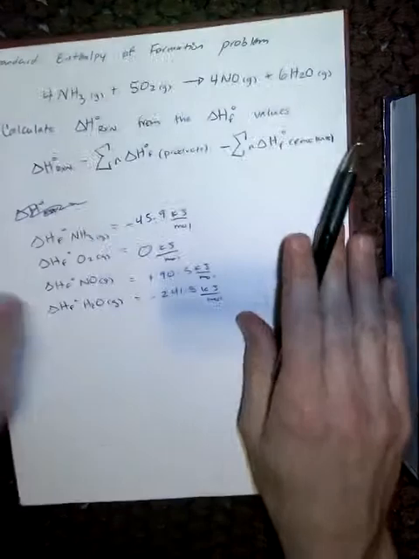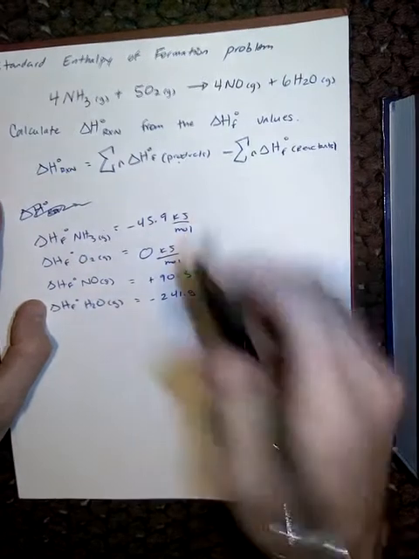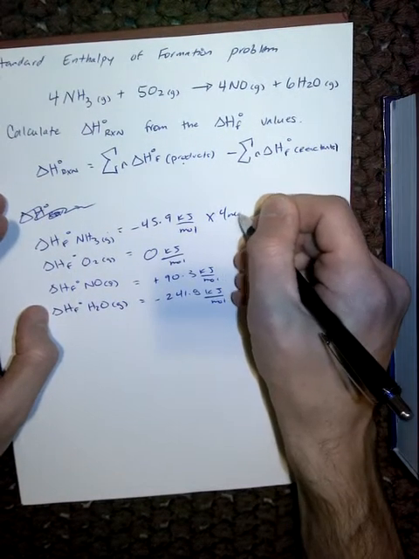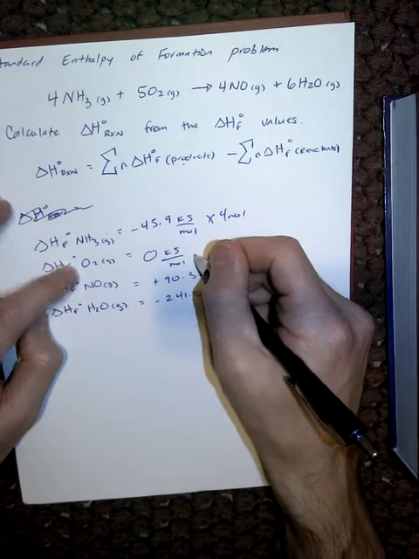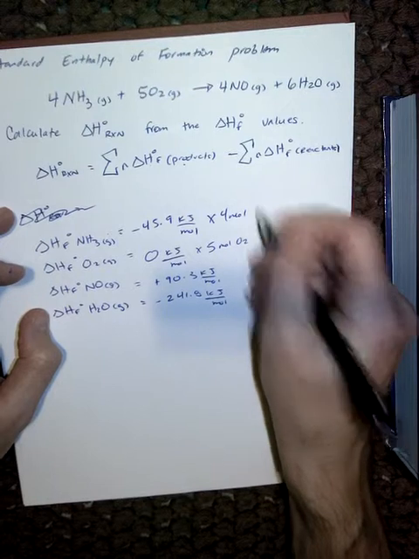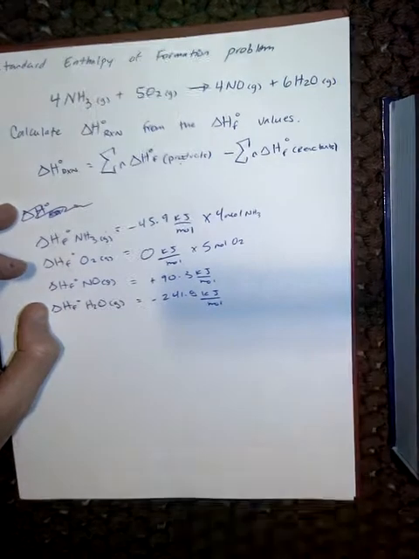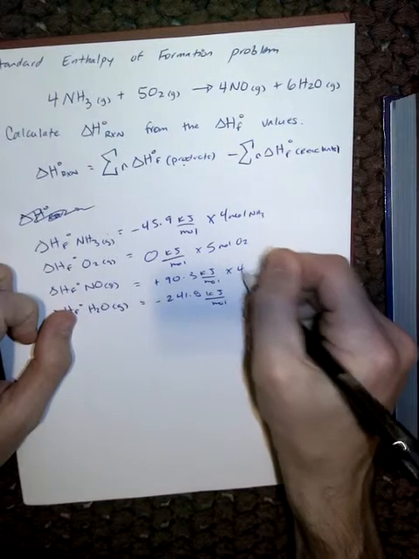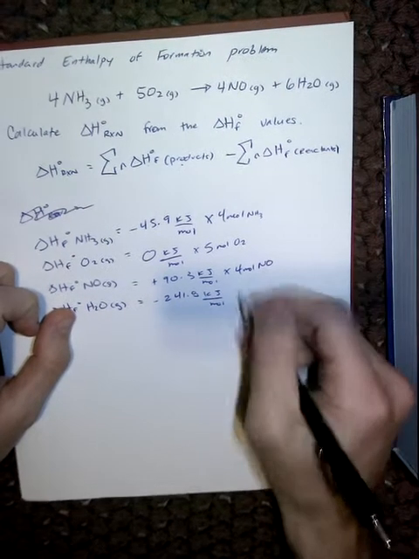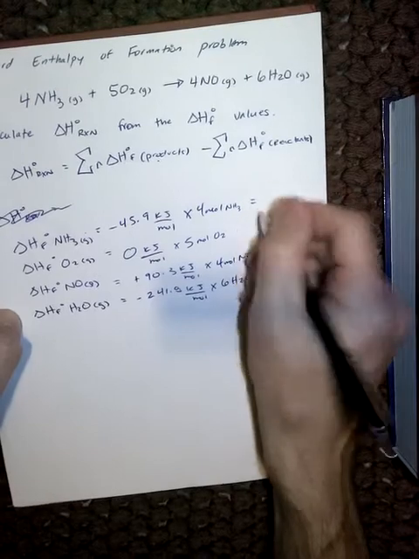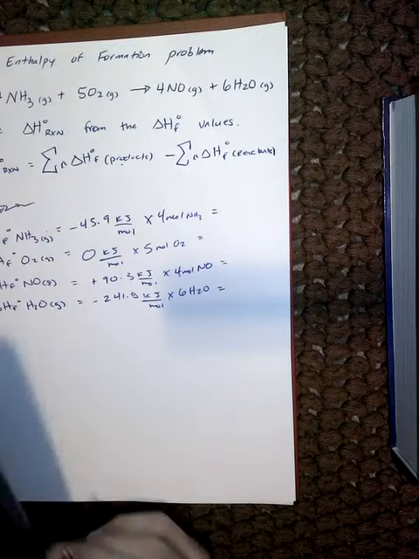All right, so now that I have all the delta H formations for each molecule in my equation, I'm going to multiply by the coefficients for each one. So NH3 was 4 moles. It doesn't matter for O2 that I have 5 moles because when we multiply by 0, we're just going to get 0. But I'll put it there just to show the idea. NO is 4 moles. And then I have 6 moles of H2O. All right, so let's do this math. And then we'll just plug it into this equation and be done.